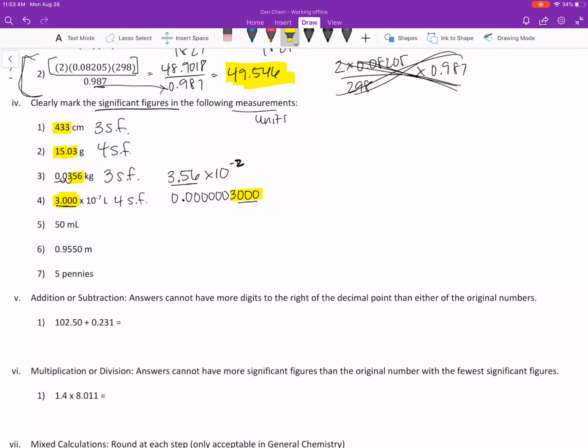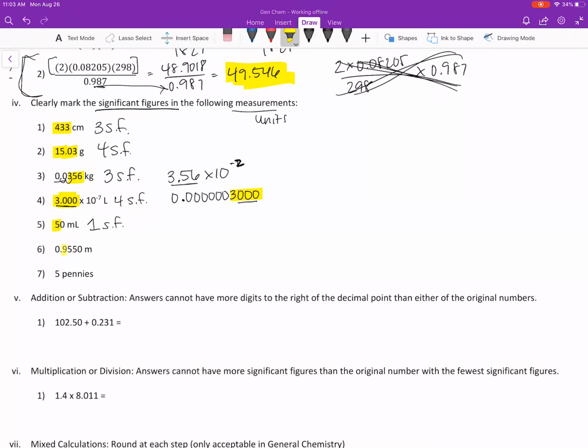Alright, next one is 50. So 5 is significant, the 0, there's no decimal place to be found, it's not captured, so there is only 1 significant figure, and that's the 5.